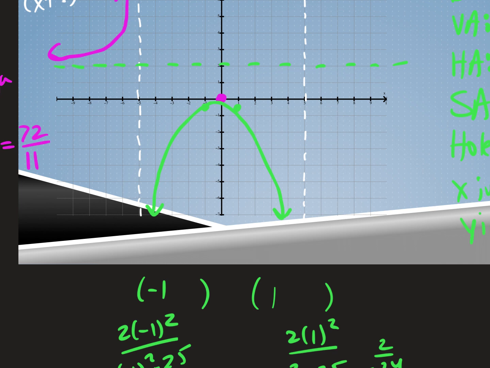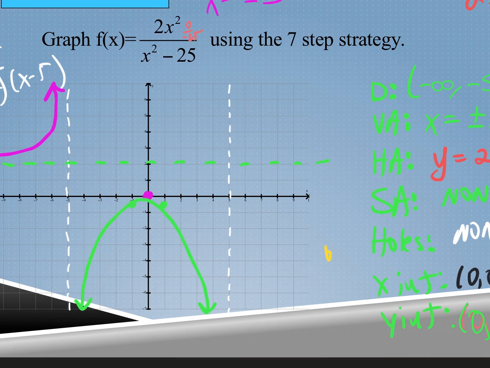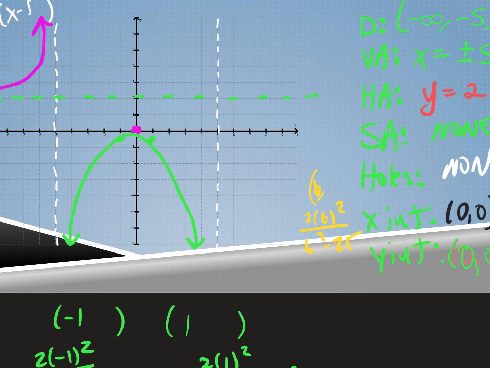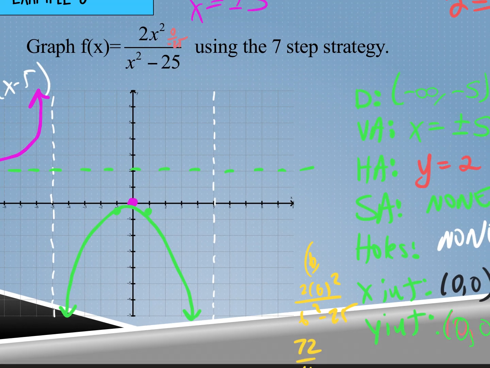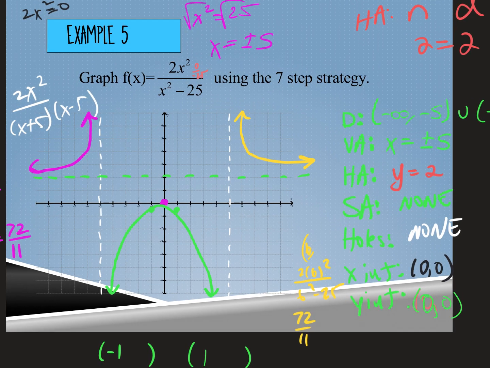All right. Now let's go to the last section over here to the right of your vertical asymptote. Pick a number. 6. Let's plug in 6. If we plug in 6, what's going to happen? I have 2 times 6 squared over 6 squared minus 25. Haven't we already had this problem? Yeah. This works out to be 72 over 11. Is that above your horizontal asymptote or below it? It's above, so it's going to be up here. And that is the general shape of your rational function. Is it exactly perfect? Absolutely not. But it's the general shape.